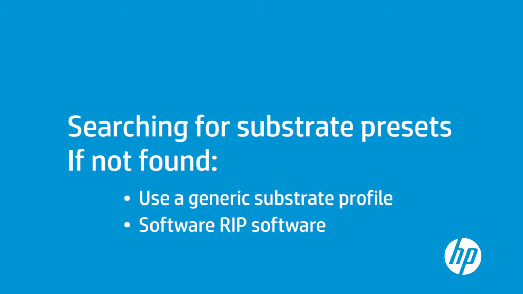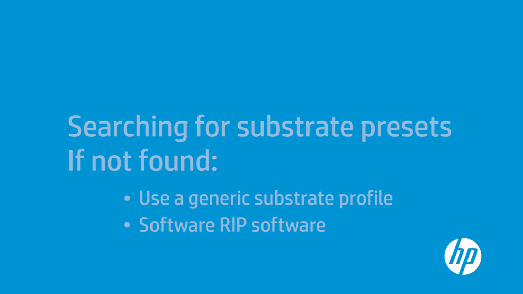If you can't find a specific profile for your substrate, you can use one of the generic substrate profiles already installed on your printer and available from most Software RIPs. Or you can generate a specific substrate profile using your printer by following a quick and simple process. You can find the details about this process in the user's guide and in other available videos.